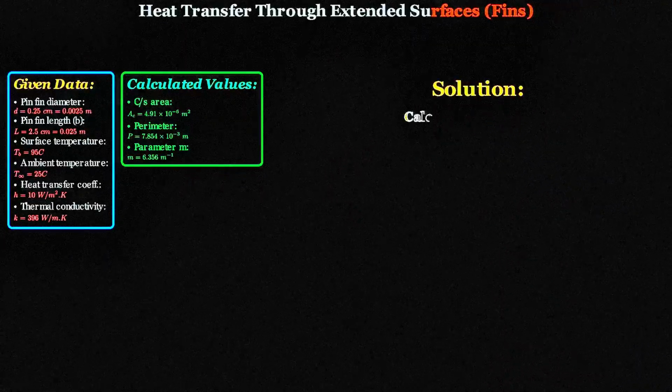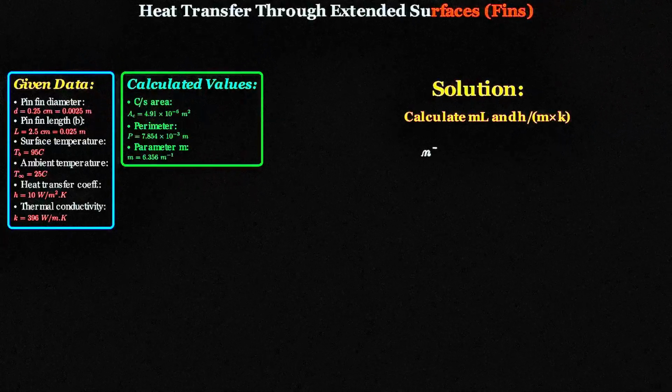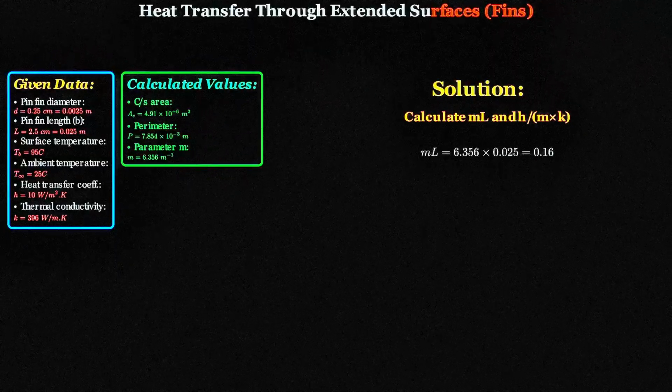We need two important dimensionless parameters for our fin equations. First, mL, which is 6.356 times 0.025 equals 0.16.